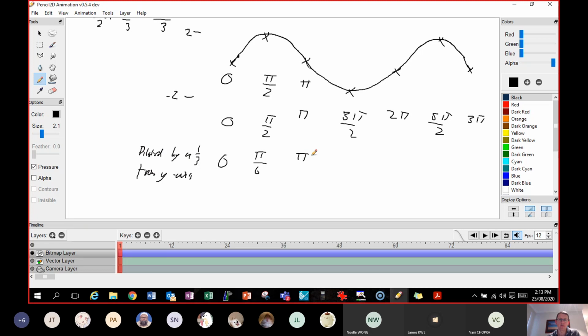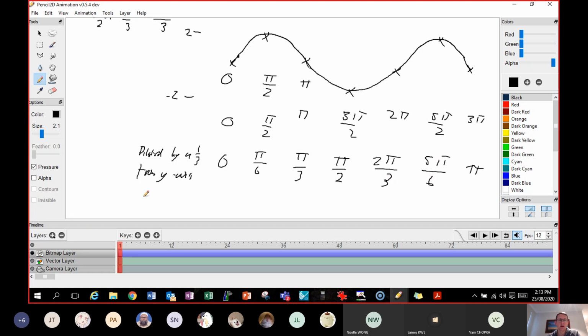That's going to be pi on 3. That's going to be 3 pi on 6, which is going to be pi on 2. That's going to be 2 pi on 3. I should keep these level. That's going to be 5 pi on 6. And this is going to be pi.